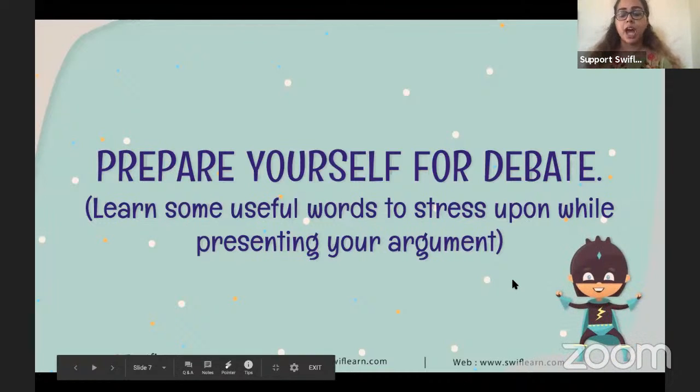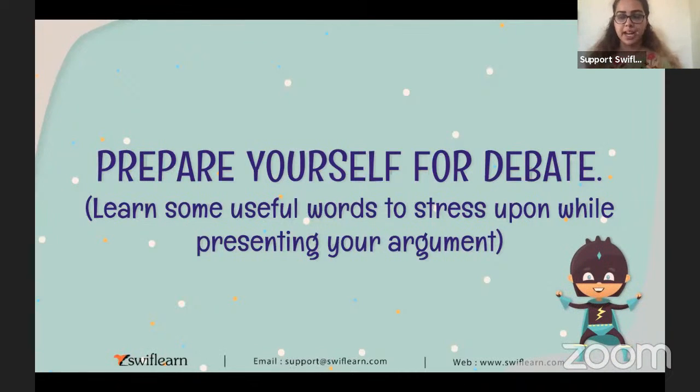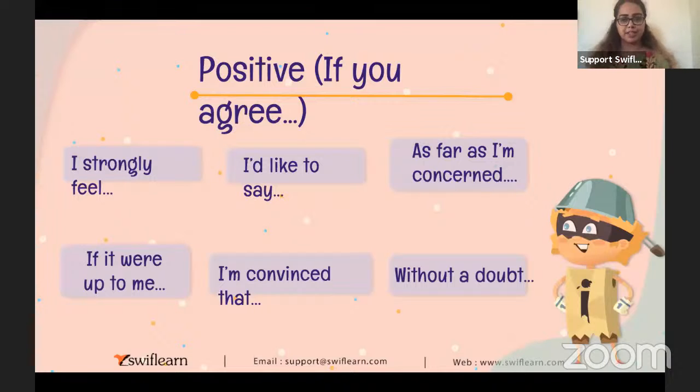Today, we're going to learn how we present our argument. That means how we come across when we are having a debate. So firstly, last time we learned that we have to reply to somebody. During the rebuttal, we have to say something back to the person who is in the opposing team. If we have a positive response, that means if we agree to what they are saying, how do we go about it? What do we say?